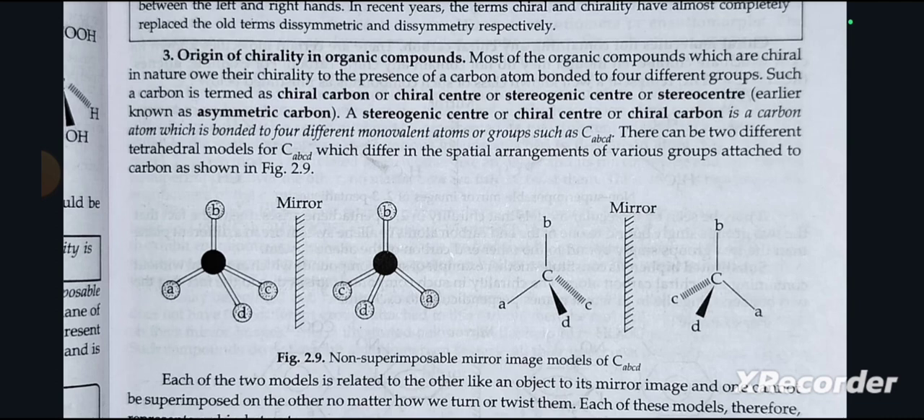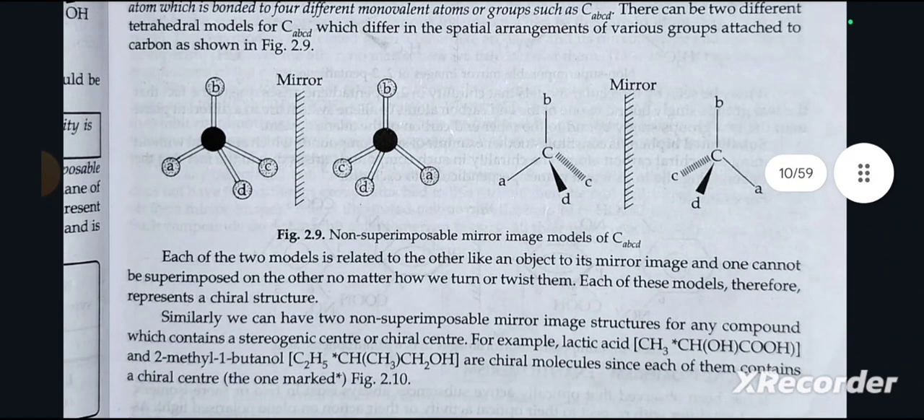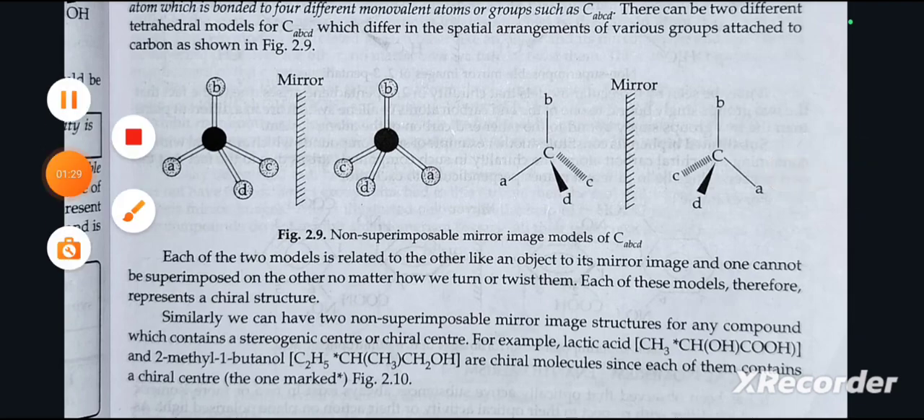A stereogenic center or chiral carbon is a carbon atom which is bonded to four different monovalent atoms or groups, such as C(A)(B)(C)(D). There can be two different tetrahedral models for CABCD, which differ in the spatial arrangement of the various groups attached to the carbon, as shown in Figure 2.9. Figure 2.9, non-superimposable mirror image models of CABCD.